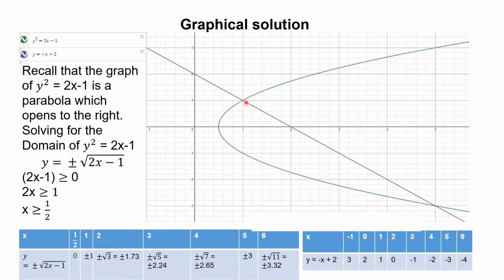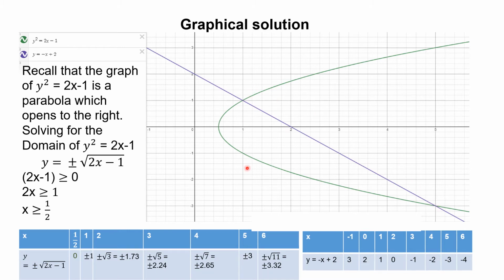When x is equal to 2, y is 0. When x is equal to 3, y is negative 1. When x is equal to 4, y is negative 2. When x is equal to 5, we have y is equal to negative 3.